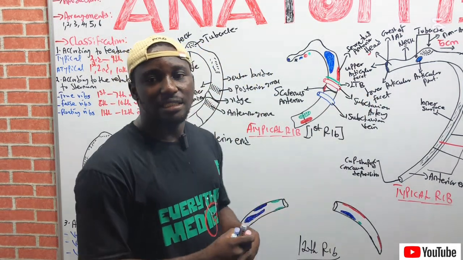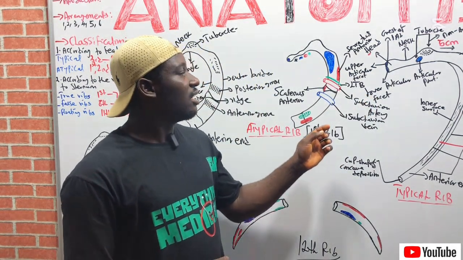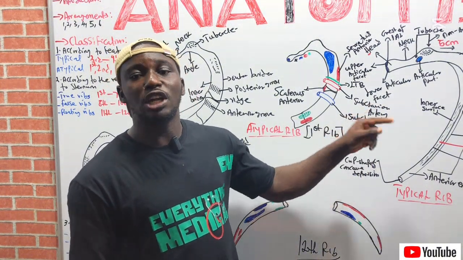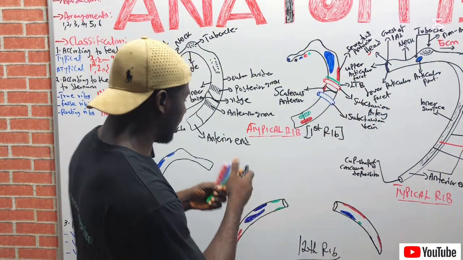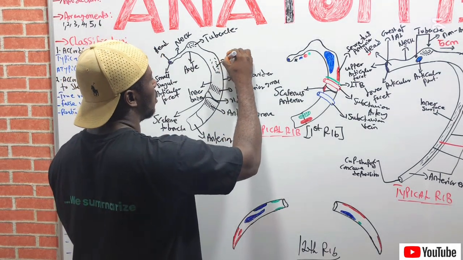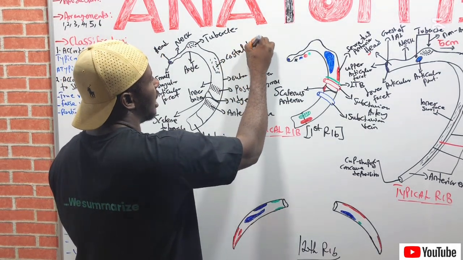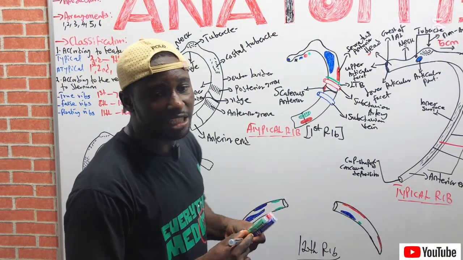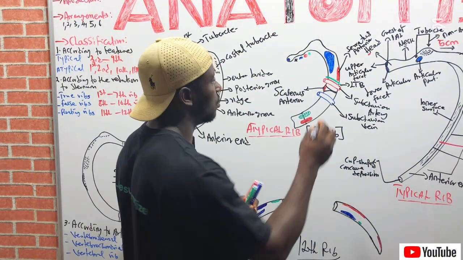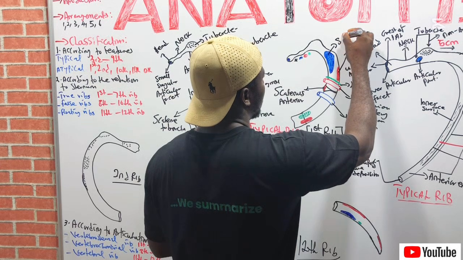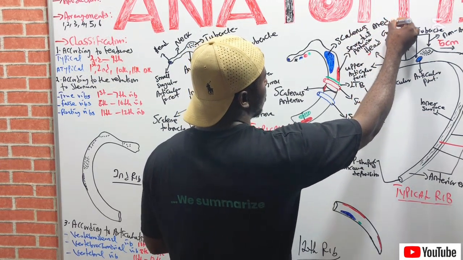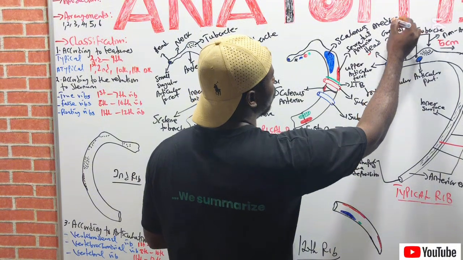Now, an area behind the posterior groove which lodges the subclavian artery extends up to the costal tubercle. Look at the costal tubercle here. The costal tubercle provides the site of attachment of the scalenus medius muscle. Look at it here. Scalenus medius muscle.